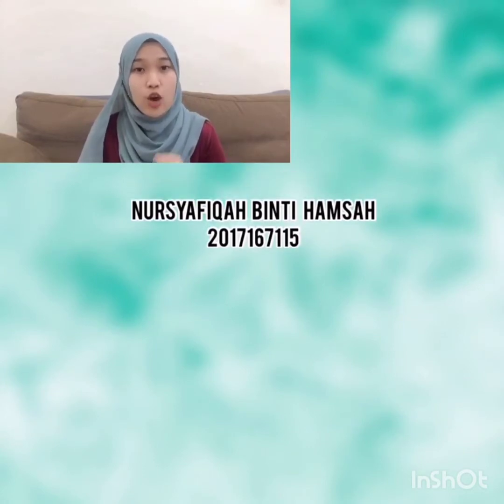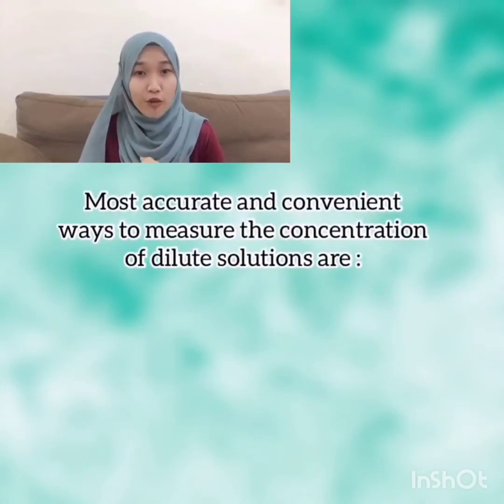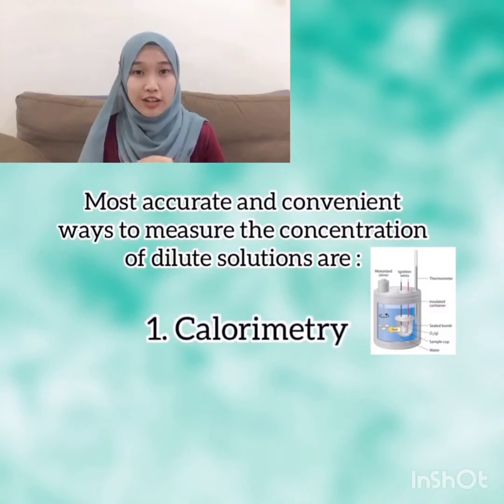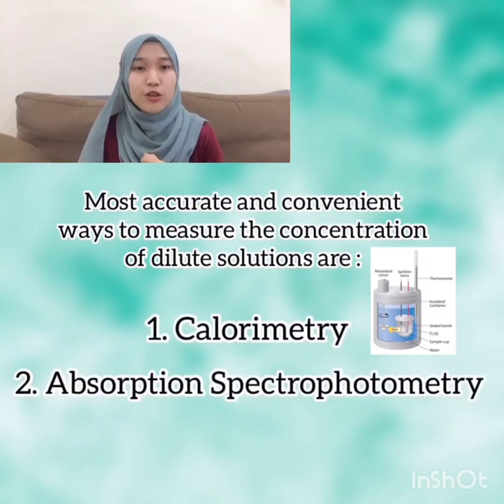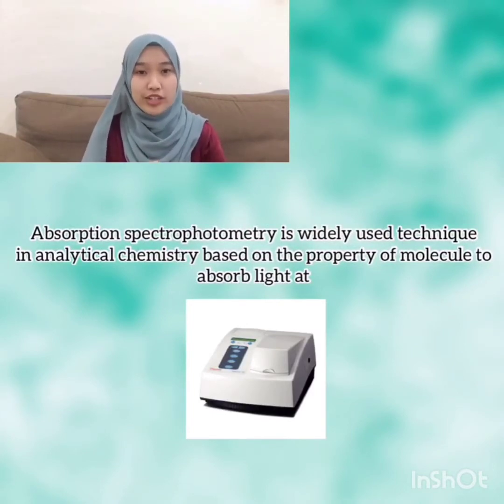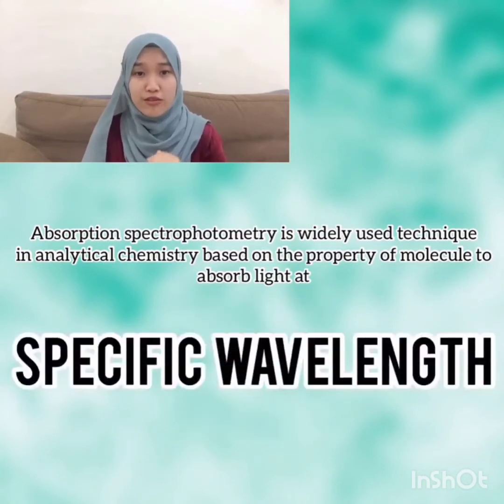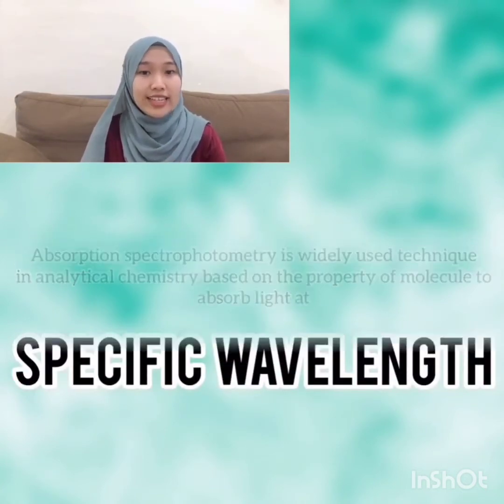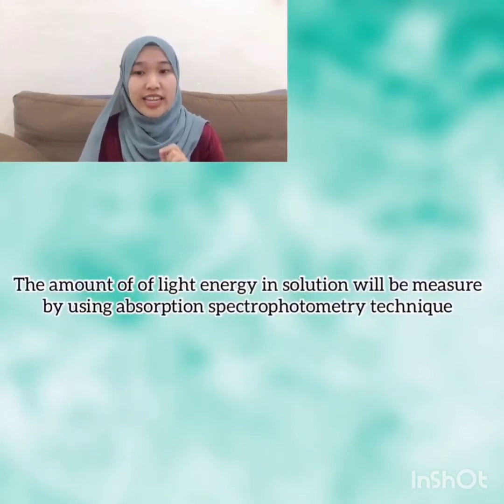To measure the concentration of diluted solutions, one of the most accurate and convenient ways is by using a colorimeter and absorption spectrophotometry. Absorption spectrophotometry is a widely used technique in analytical chemistry based on the property of molecules to absorb light at specific wavelengths. Based on the technique, the amount of light energy absorbed from the beam of light in the solution at a particular wavelength will be measured.